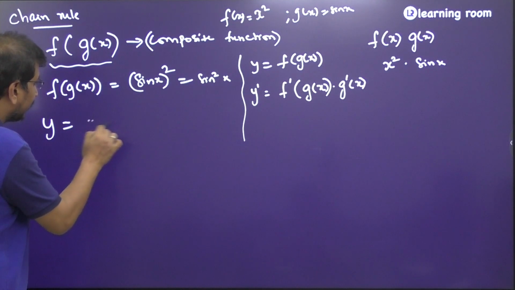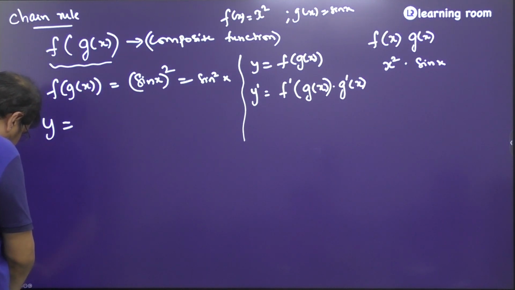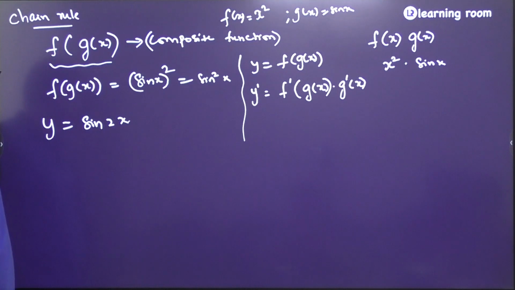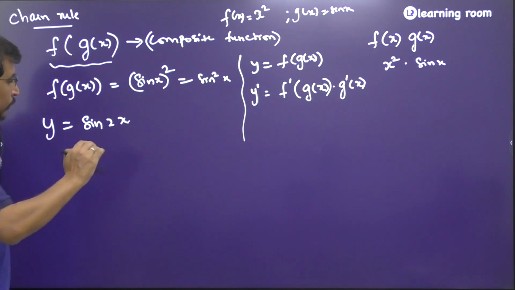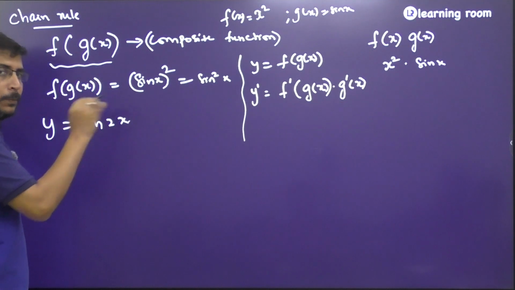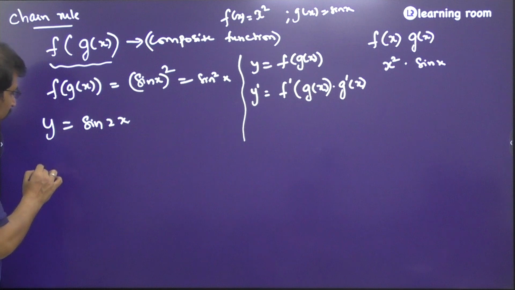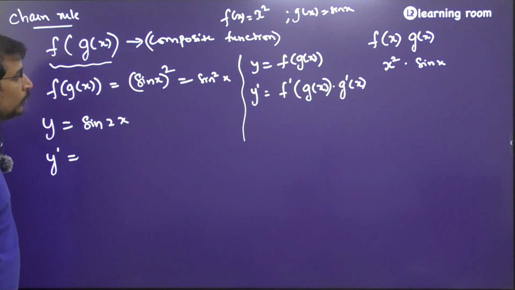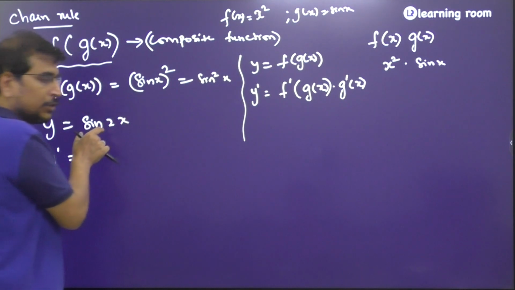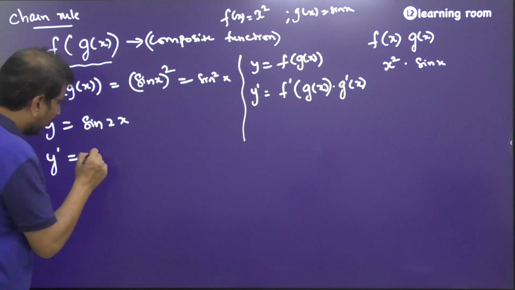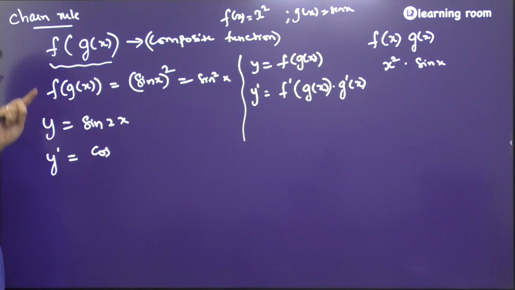Since you're seeing it for the first time, instead of dealing with sin square x, let's say you have y is equal to sin 2x, for instance. Sin x is the function. Whenever you have this kind of thing, it will become a composite function. Then y dash is equal to, you differentiate the main function. What is the main function here? Sin. What is the derivative of sin? You write cos, but you don't write cos x.